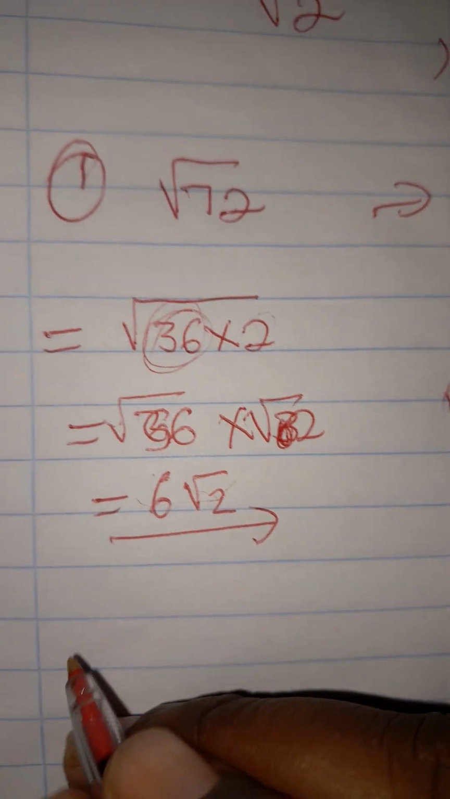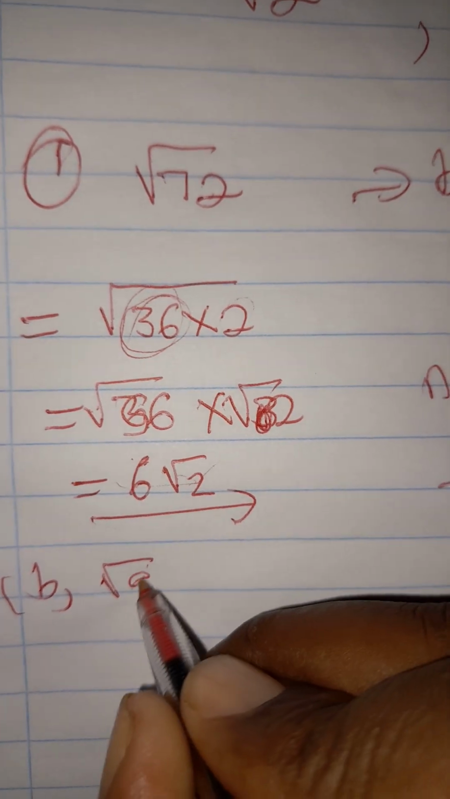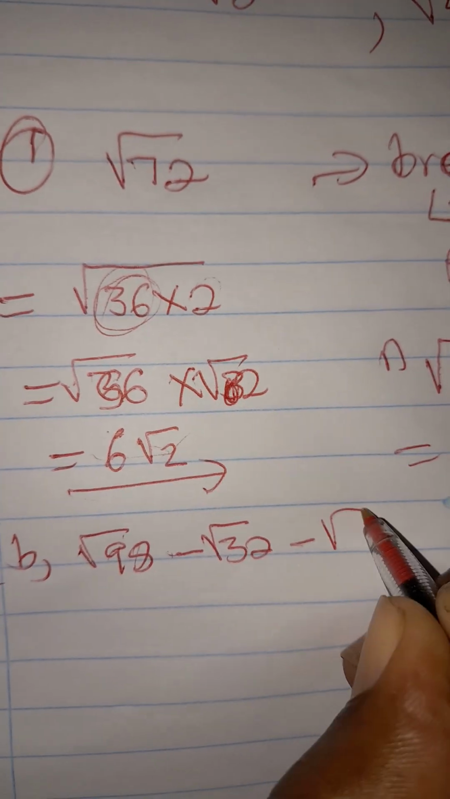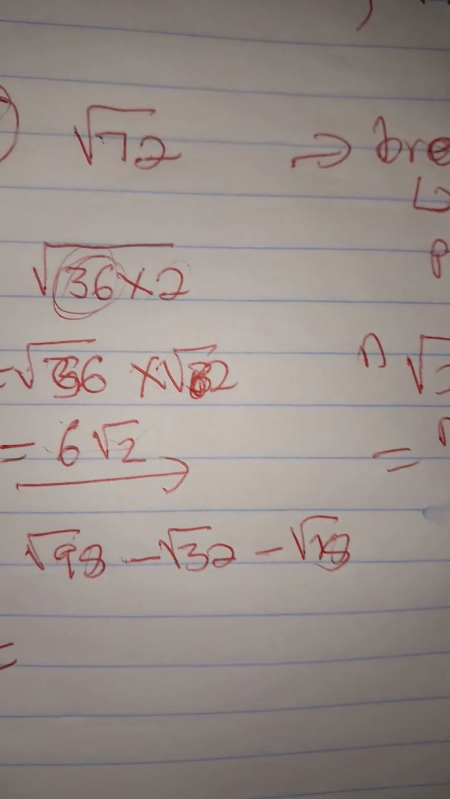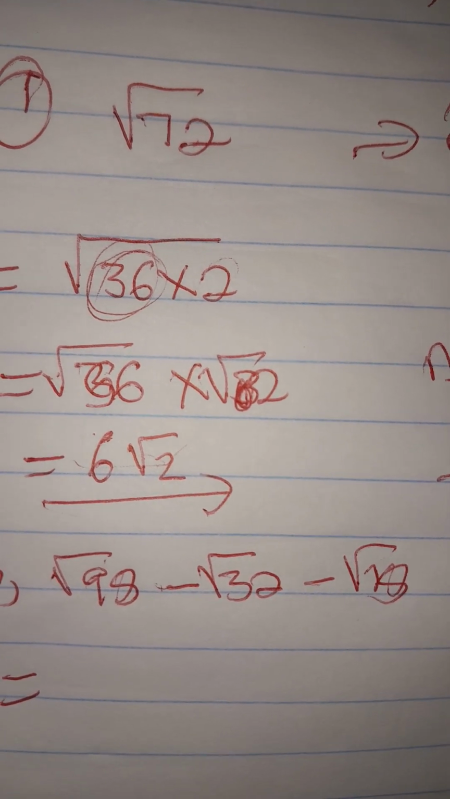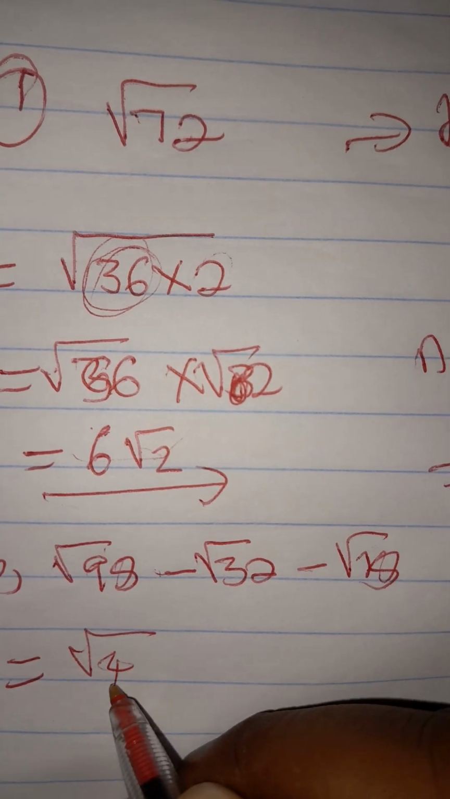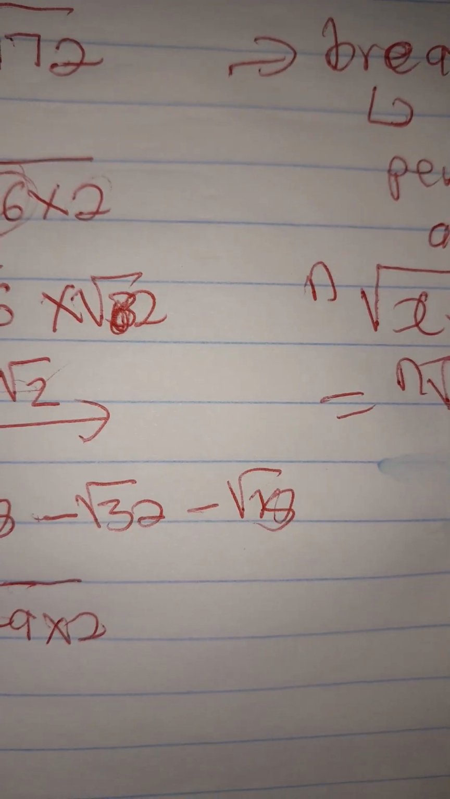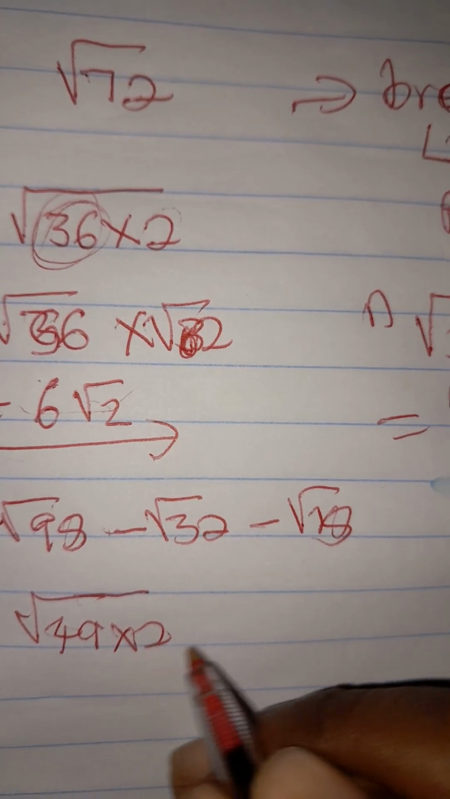So let's look at the second question. Consider that you are given root 98 subtracted by root 32 minus root 18. We are still going to apply the same technique here. Remember, you break apart into a perfect square and another number. So what is the square root of 98? How can we break 98? 98 is the same as 49 multiplied by 2, which will give you 98. Remember that one should be a perfect square and another number, right? So it's going to be 49 times 2.